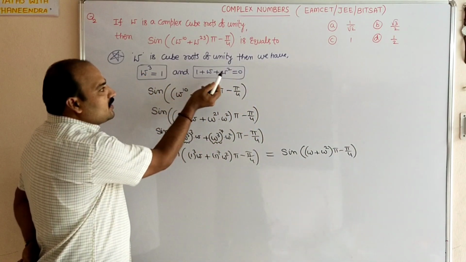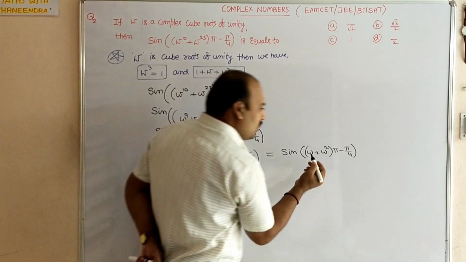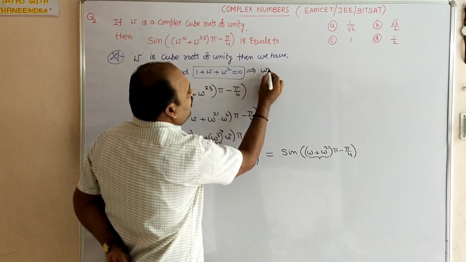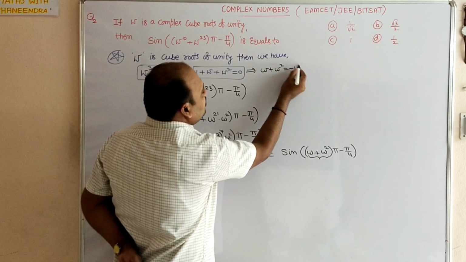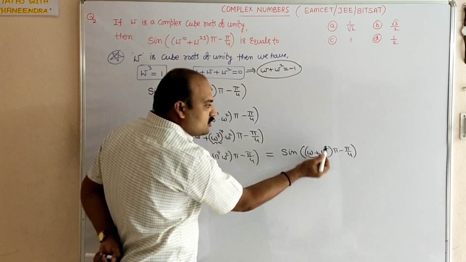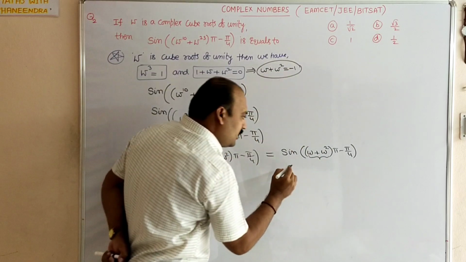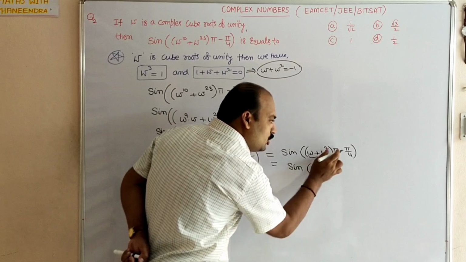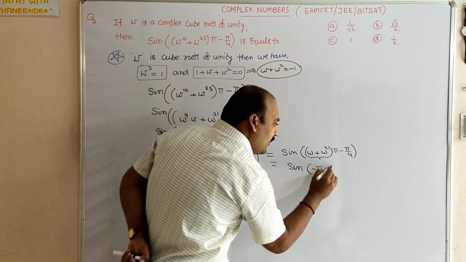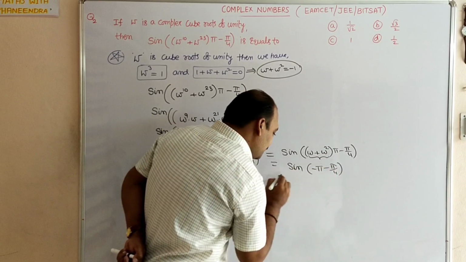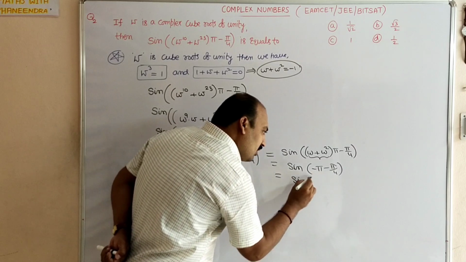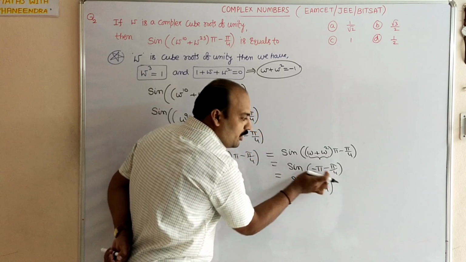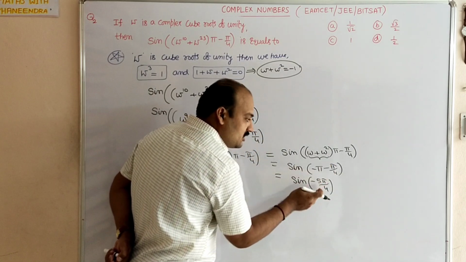1 plus omega plus omega square equal to 0. From this information, omega plus omega square is equal to minus 1. So in place of omega plus omega square, you have to replace with minus 1. It will become sine of minus 1 into pi minus pi by 4, which is equal to sine of minus 5 pi by 4. Directly I am writing minus 4 pi minus pi by 4.